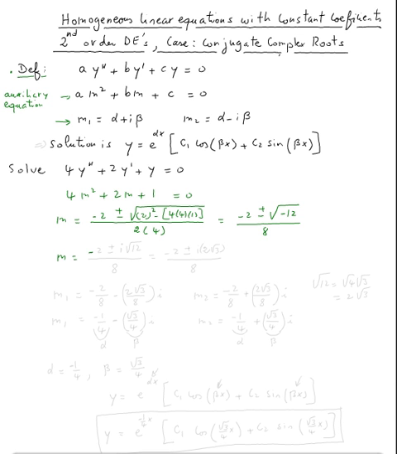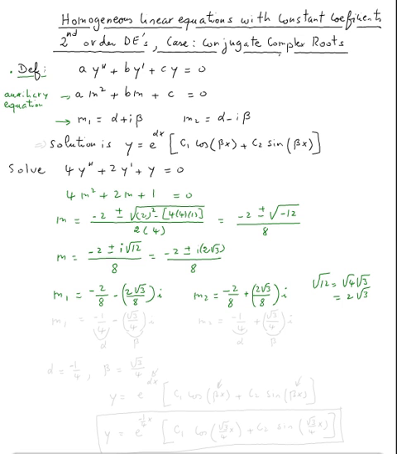So m is equal to minus 2 plus or minus the square root of negative 12, which is i square root of 12, over 8. Now remember, the square root of 12 is the square root of 4 times the square root of 3, which is 2 square root of 3. So this is equal to minus 2 plus or minus i times 2 square root of 3, everything over 8. Now m1 is equal to minus 2 over 8 minus 2 square root of 3 over 8 i, and then m2 is equal to minus 2 over 8 plus 2 square root of 3 over 8 times i.